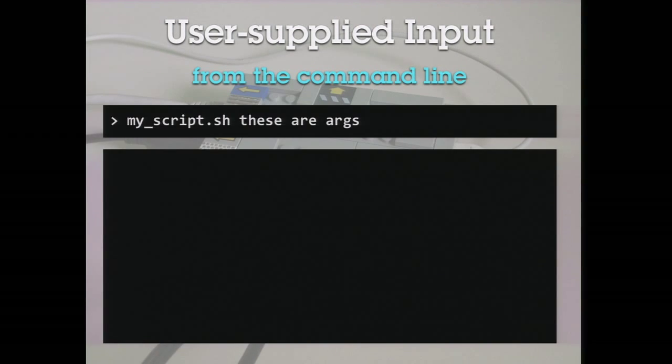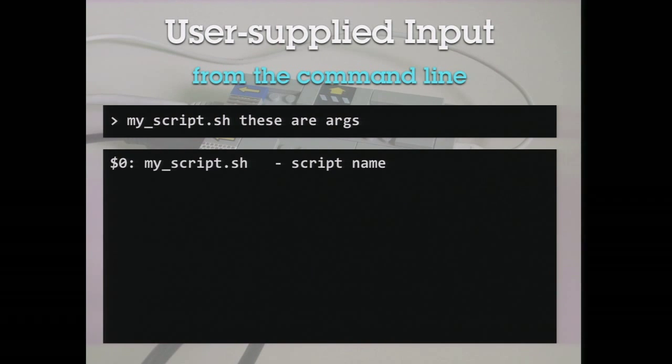So the shell has some convenient built-in variables that will help you parse what, if anything, was supplied to the script at the command line when it was called. So say I ran this command with these arguments on the command line. How would I access those arguments? Individually or all together from inside the script?